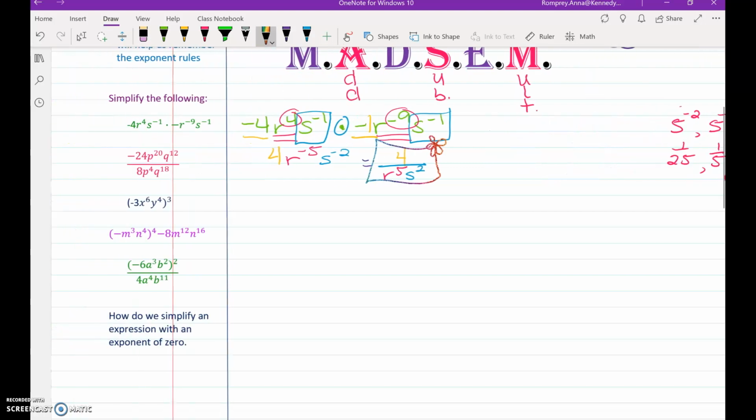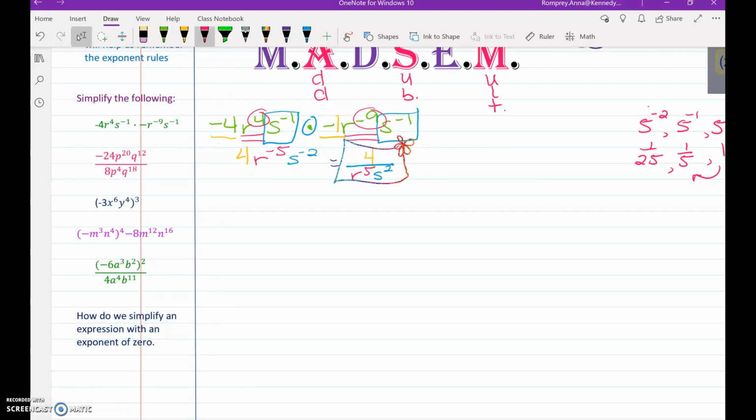Okay, let's try again. All right, so negative 24 p to the 20th q to the 12th, divided by 8 p to the 4th q to the 18th. So, we're going to break it up. First, I look at my coefficients. What is negative 24 divided by 8? Negative 3.